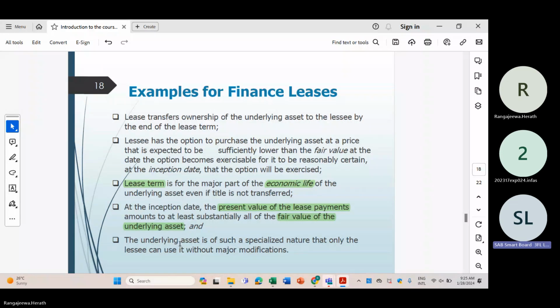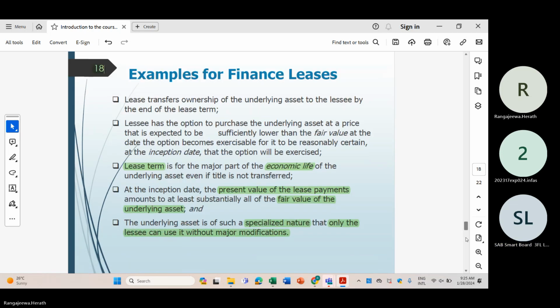Then, the underlying asset is of a specialized nature, that only the lessee can use it without major modification. Say a plant of a manufacturing company, and only we have such factories in Sri Lanka. We lease that plant from a bank. It should be a finance lease from the bank. There's no point in the bank having the risk and rewards. No use. So definitely it would be a finance lease. Risk and reward should be transferred.